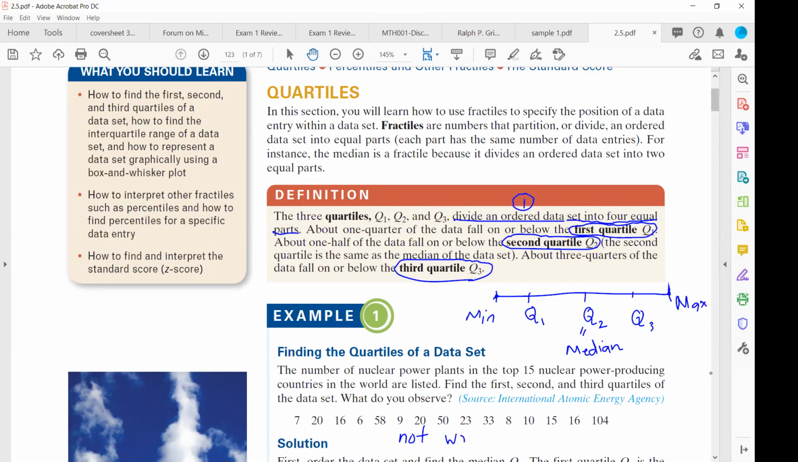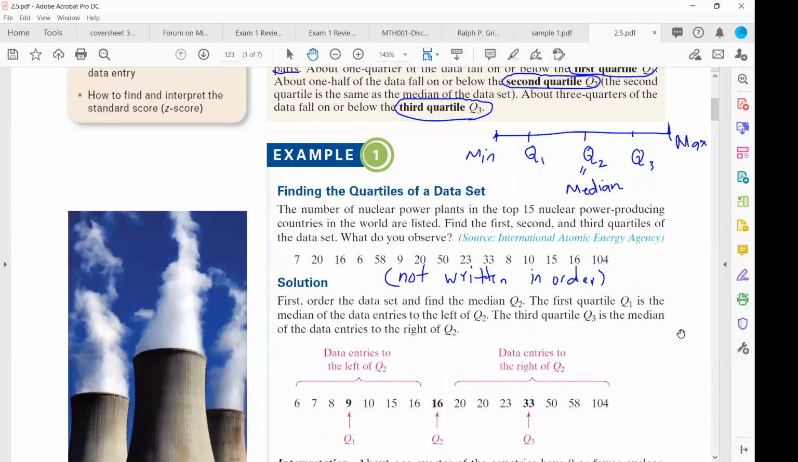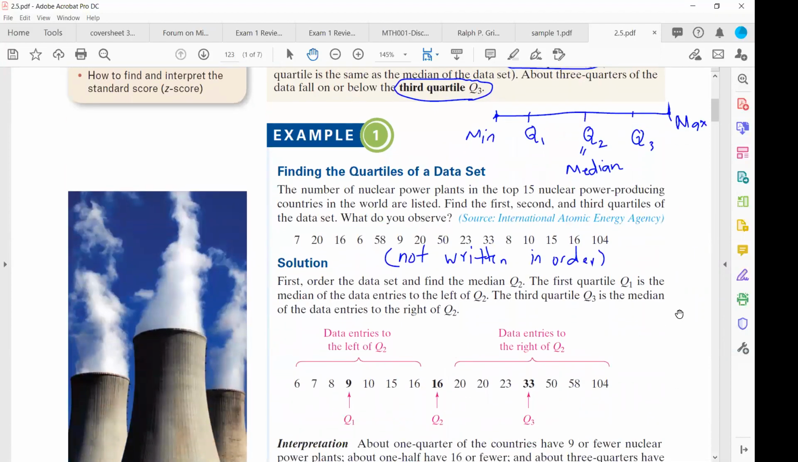Let us get back to the definition. The 3 quartiles, Q sub 1, Q sub 2, Q sub 3, divide an ordered data. So first, you have to write this data in order from smallest to largest. Okay. Take a look at this. The smallest value is 6.